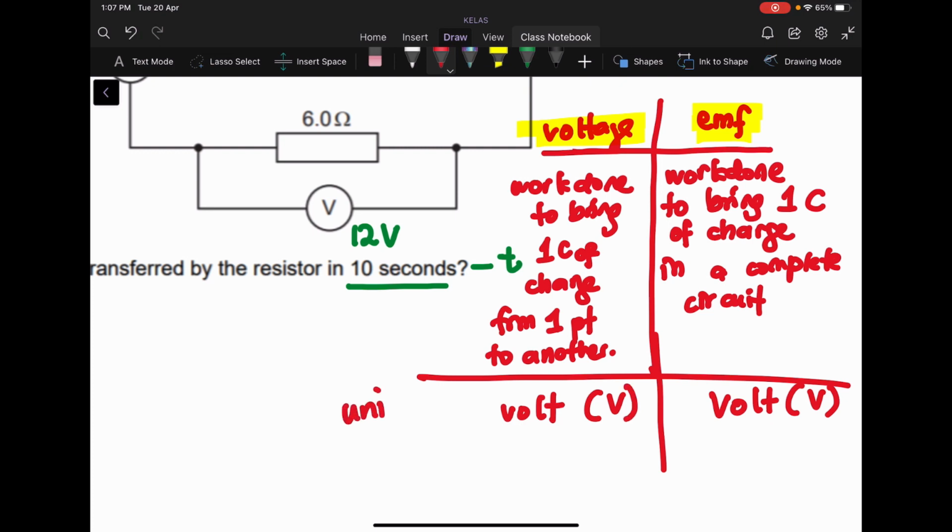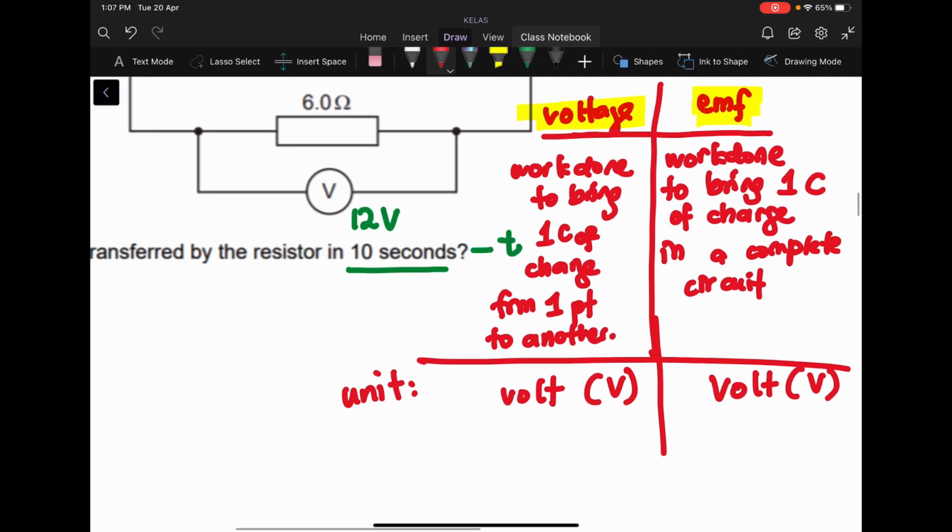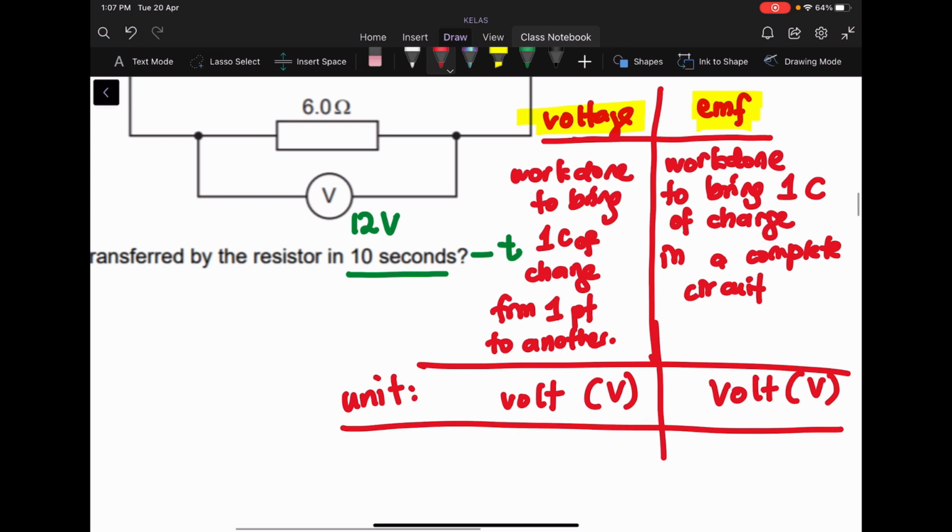Unit. Awak tahu tak unit tu apa? Berapa batang pembaris awak ada? Saya ada 5 batang pembaris. Ada orang cakap 5 helai pembaris? Tak ada. Kalau ada pun lawak tak kena tempat lah kan?